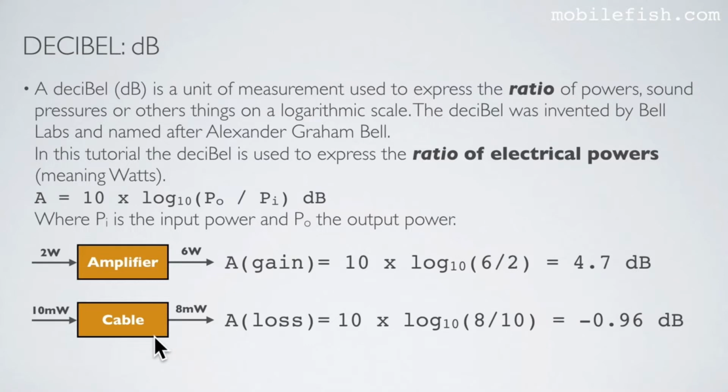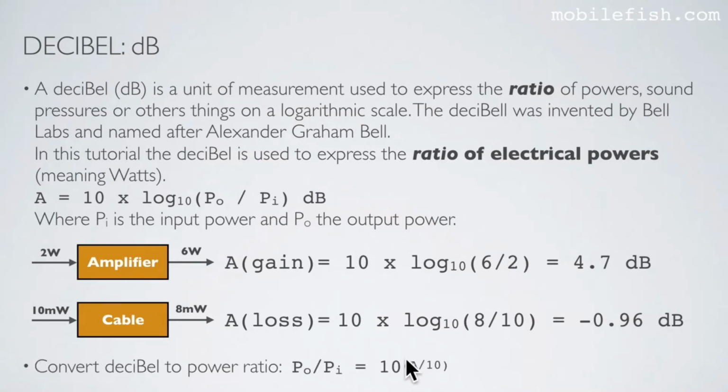Here's another example. The input power is 10 milliwatt, the output power is 8 milliwatt. So in this example, there is a loss. Because the output power is less than the input power, the equation is now 10 times log base 10 of 0.8 equals minus 0.96 dB. Please note, if it is a positive value, it is a gain. If it is a negative value, it is a loss. To convert the decibel value to a power ratio, you can use this equation.